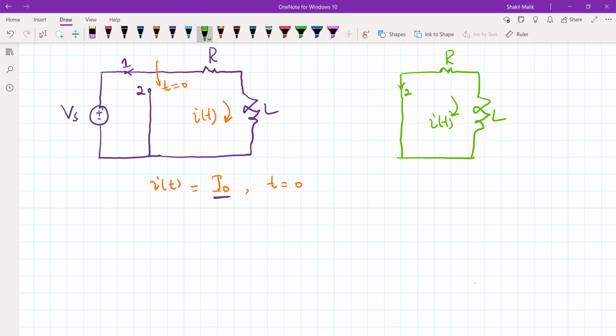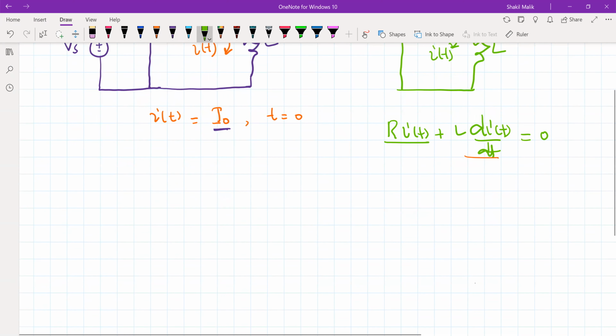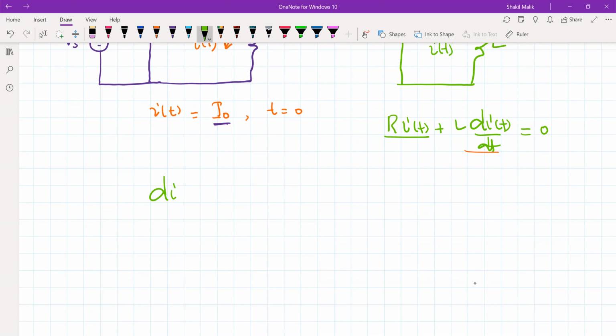First, to obtain the behavior of this i(t), we apply KVL. This will be simply R i(t) plus L di/dt. This is the drop across the resistor, and this is the drop across the inductor, and this is equal to 0. Now we can write it like this: di/dt plus R by L times i(t) is equal to 0.